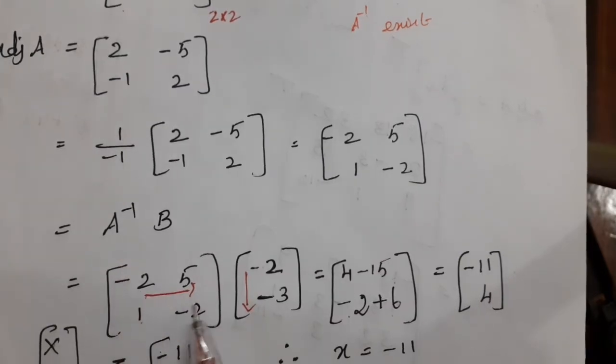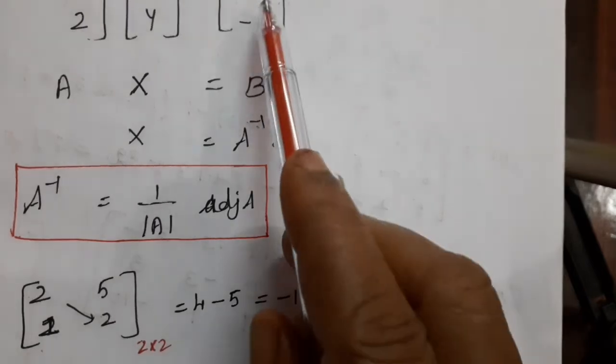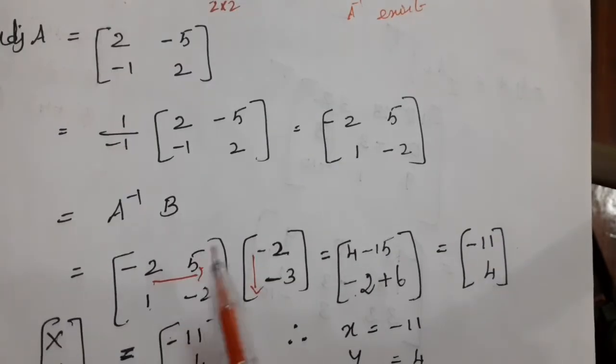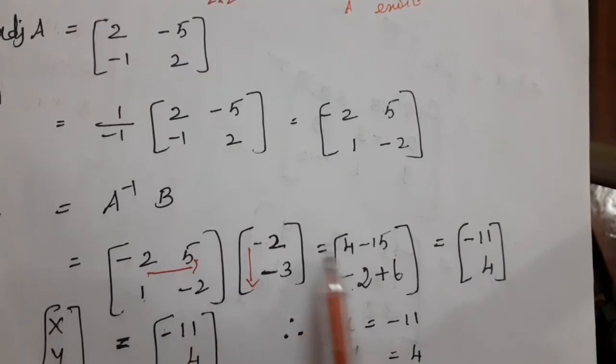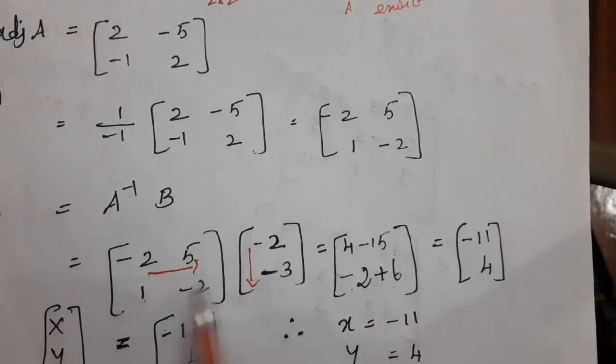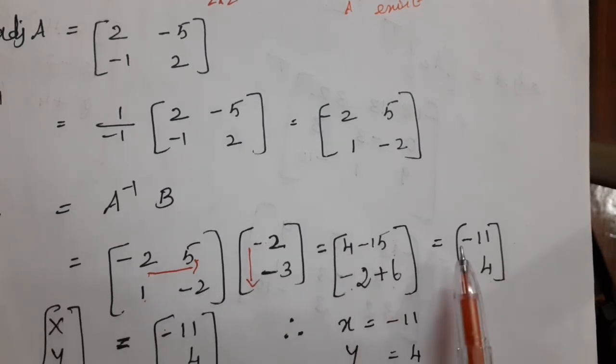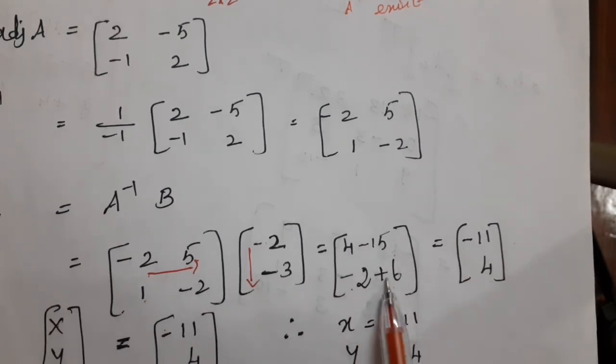Minus 2, 5, 1 minus 2. B is nothing but what? Minus 2, minus 3. So multiply the first row with the first column. 2 2s are 4, minus into minus becomes 4. 5 3s are 15. Again 1 2 is minus 2, 2 3s are 6, minus into minus becomes plus 6. 4 minus 15 is what? Minus 11. Minus 2 plus 6 is what?